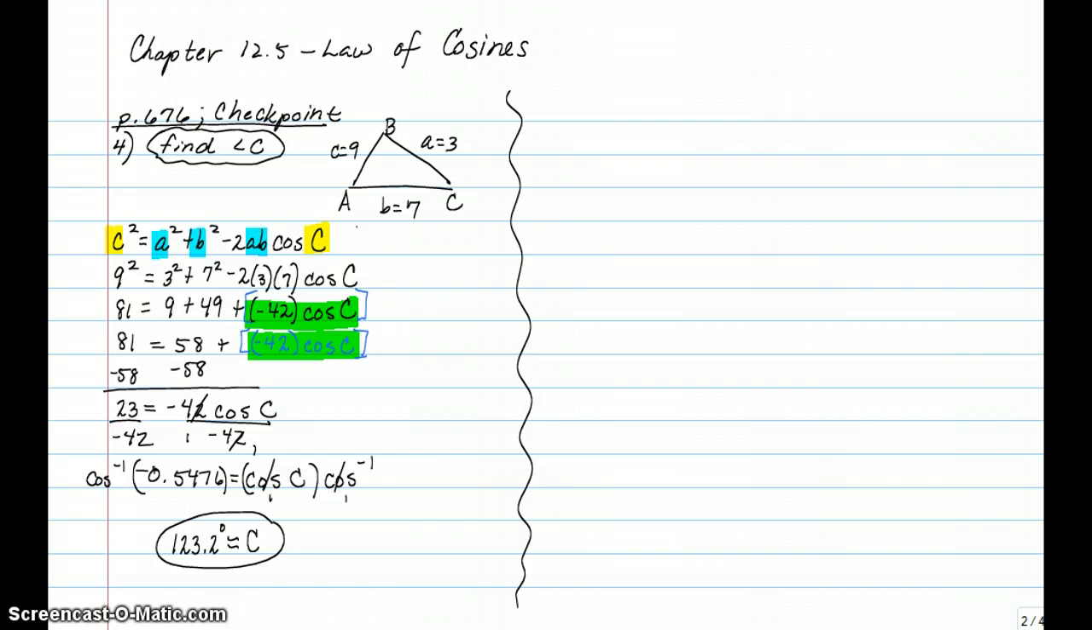You take that to both sides, and you end up with 123.2 degrees. Make sure you put the degrees on. 123.2 and 123.2 degrees is different, and that's going to be approximately C.